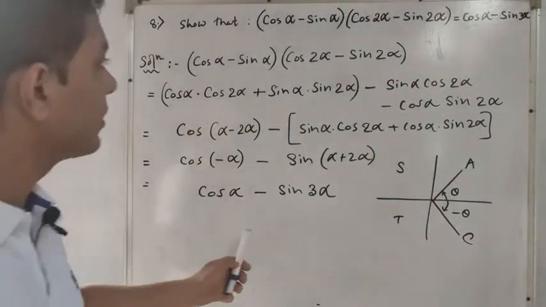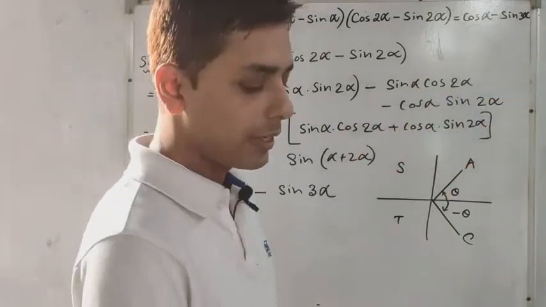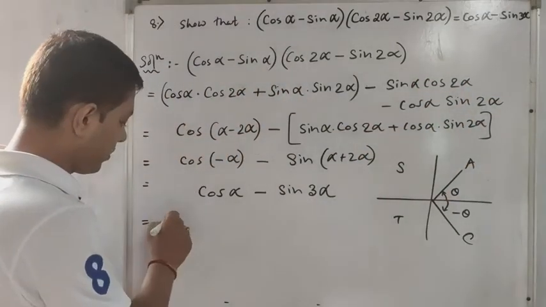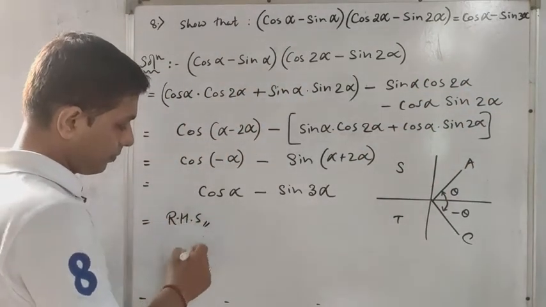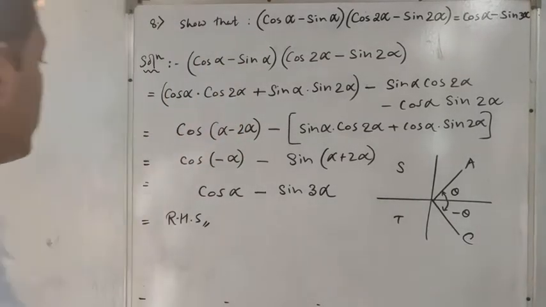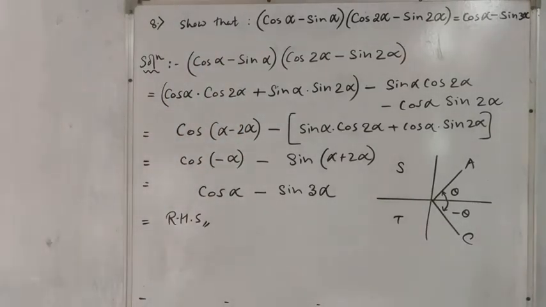Hope you have got the right hand side. This is the right hand side, cos alpha minus sine thrice alpha, that is right hand side. All right. Now soon after this we are going to check the second one.